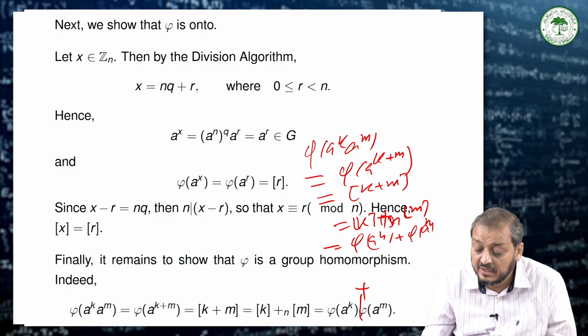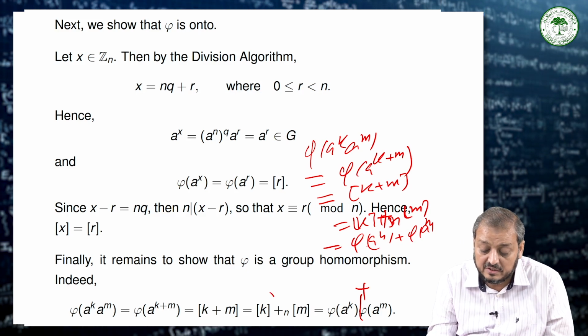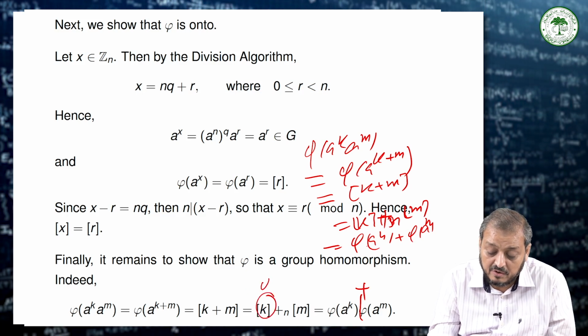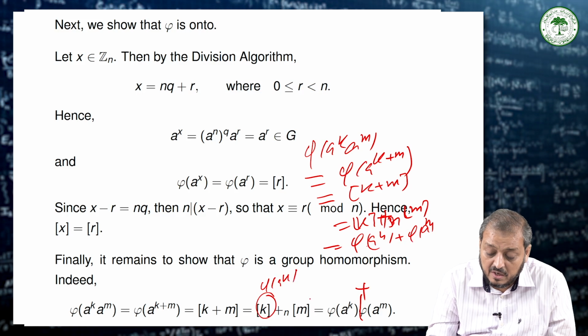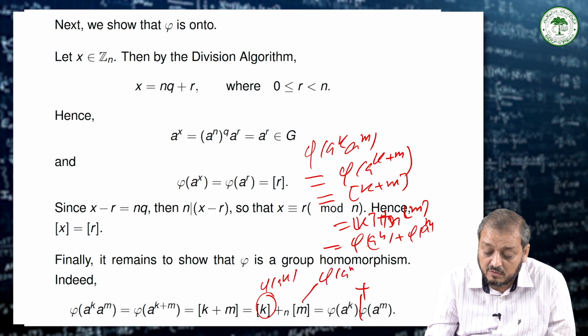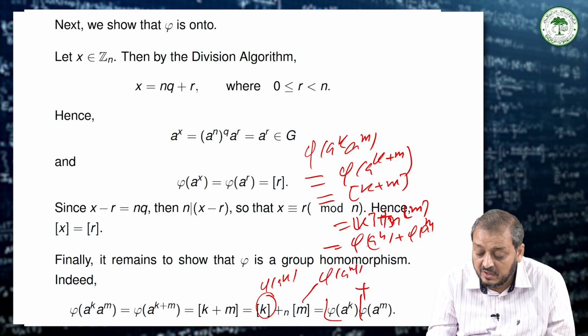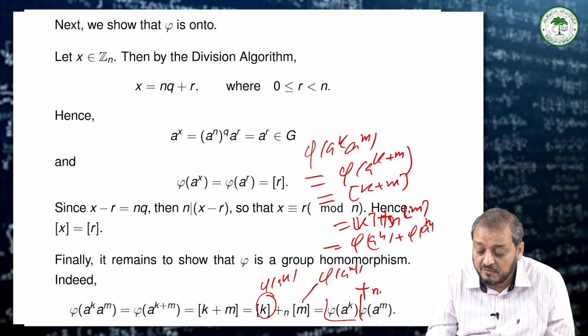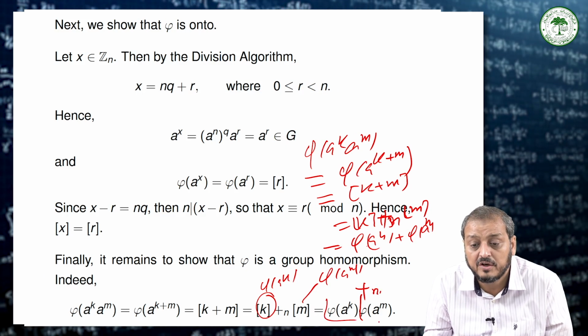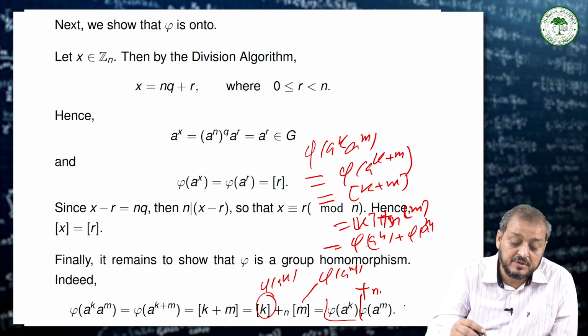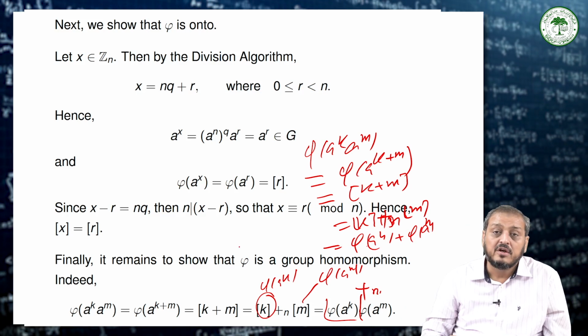So we can say that clearly this is nothing but phi of a to the power k, and this is nothing but phi of a to the power m. So this means we can say that phi of a to the power k plus phi of a to the power m, and that shows clearly that phi is a group homomorphism.